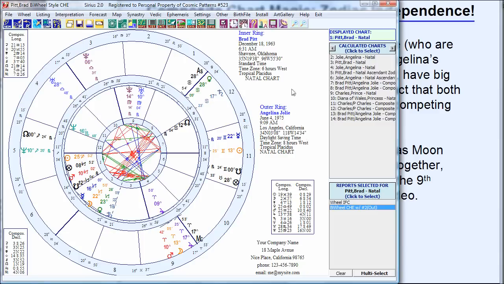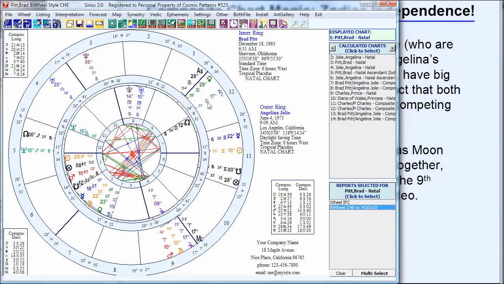Maybe Brad would become jealous over Angelina's charisma and success, or vice versa. Or one wants to be top dog over the other one. That doesn't seem to be happening. They seem to have great cooperation. Also, Angelina's Saturn at 17 Cancer is opposite Brad's Mercury, 1.5 orb. Some astrologers say communication problems. None of that seems to be going on, but we don't know.